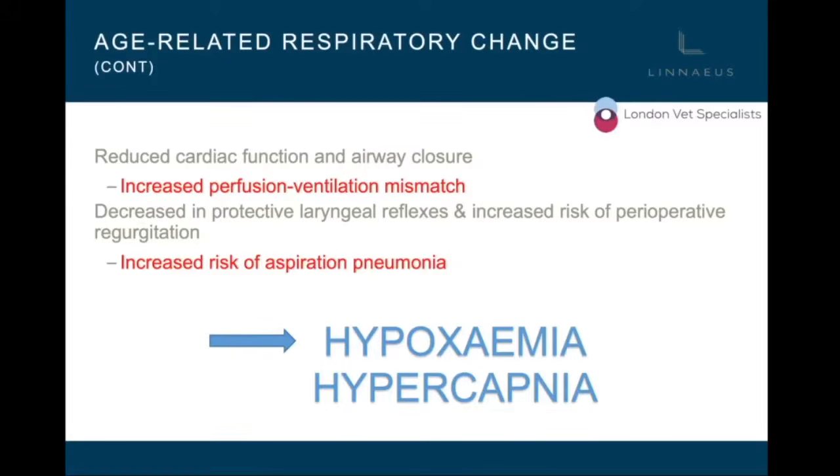Other things which may predispose to hypoxemia include increased risk of aspiration pneumonia, and there are a couple of reasons why that might be the case in older animals, including a decrease in protective laryngeal reflexes, and it's been shown that older animals are more likely to regurgitate in the perioperative period. So this is very important, particularly around induction and recovery, where you may consider to perhaps have a slightly later extubation than what you normally would, because these laryngeal reflexes aren't as strong as they would be in the young animal.